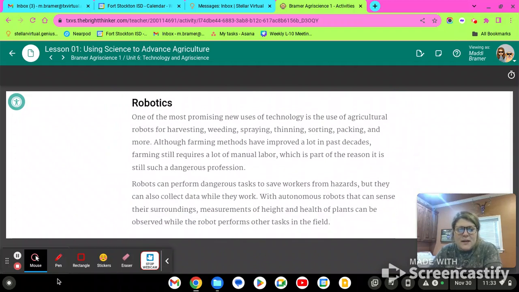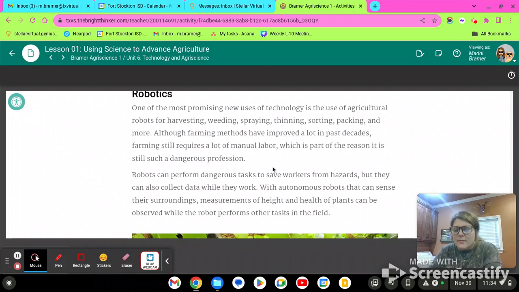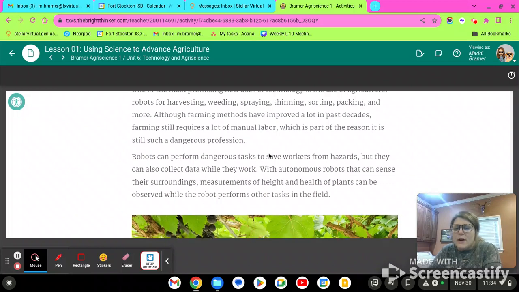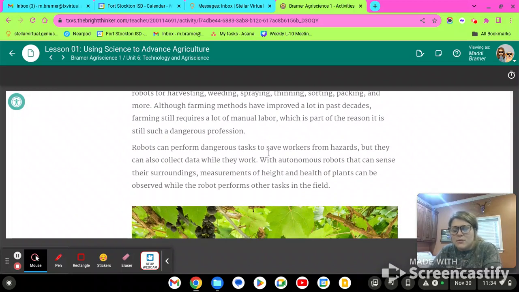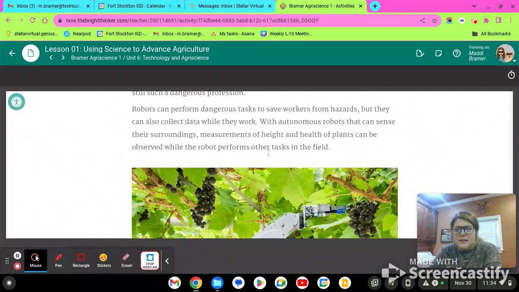Okay, then we go into robotics. One of the most promising new technologies is using robots. So that's for harvesting, weeding, spraying, thinning, sorting, packing, and more. They've got robots that plant the seeds. People can plant seeds using a drone. It's just crazy. So farming is still going to require a lot of manual labor, and it's a really dangerous profession. But we can use robots to help do those really dangerous tasks, so we're saving those workers.